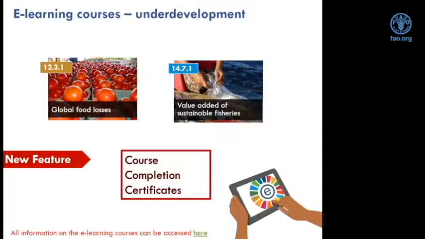And mind you, apart from the SDG indicators, there are many other subjects or disciplines for which we have developed these e-learning courses. So it is a very good resource for building capacities of the country staff.